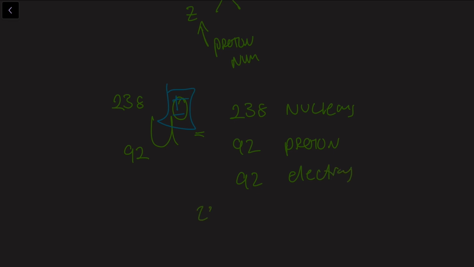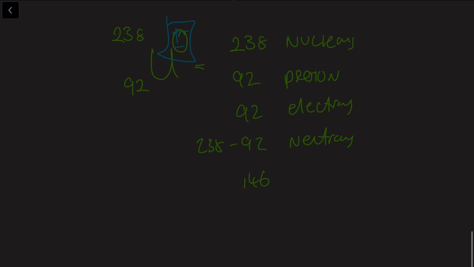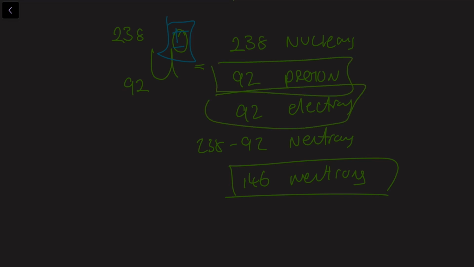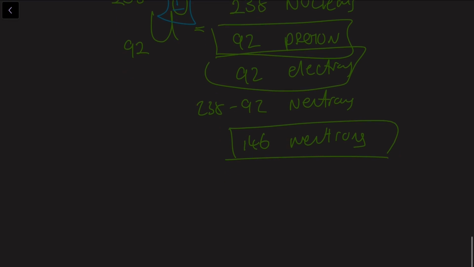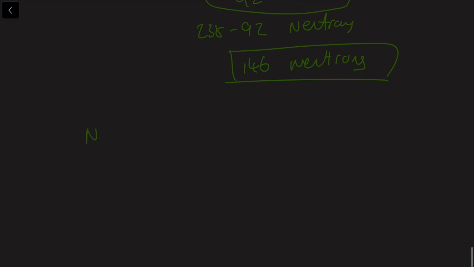And it has 238 minus 92 neutrons, which I believe is 146 neutrons. So ignore the awful writing. So it has 146 neutrons, 92 electrons, 92 protons, is what you can get from this. So this is very important. Now, each type of nucleus is called a nuclide, okay? So a nuclide is basically just the nucleus.